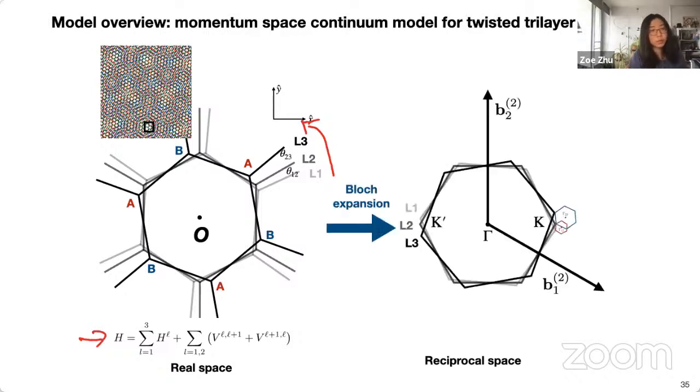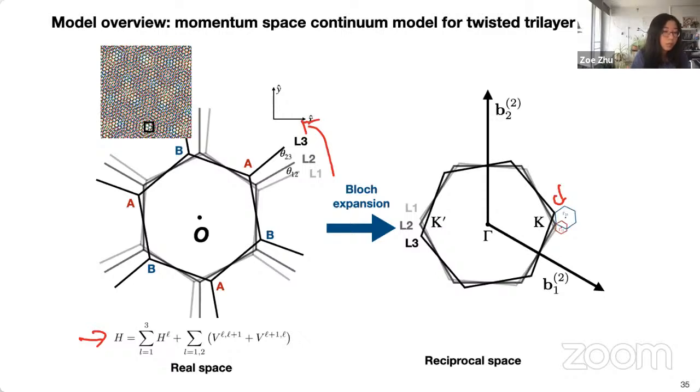Basically, what we do is we perform a Bloch expansion of this real space Hamiltonian in momentum space. And similar to the bilayer graphene, there will be a mini Brillouin zone at the scale of the moiré length. But what's slightly different is that now you have two different moiré Brillouin zones that are different in size, and they're slightly rotated from each other. Note that in our model, we do not ignore this small rotation, unlike some other more simplified models. After this transformation, these two models are essentially mathematically identical.